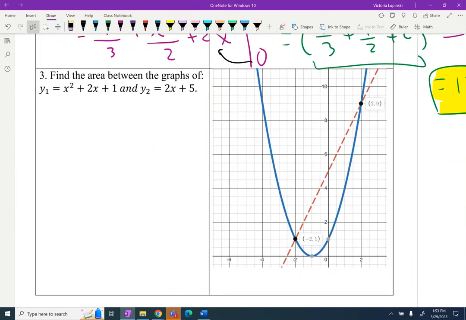Find the area between the following graphs, and here there's only 2 of them. So first, x squared plus 2x plus 1. That is clearly the blue quadratic. Then 2x plus 5, that is the red linear equation with a positive slope. Note those points of intersection. Again, normally you might have to find them for yourself, but I did them for you, so you're welcome.